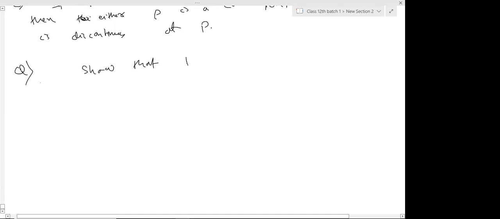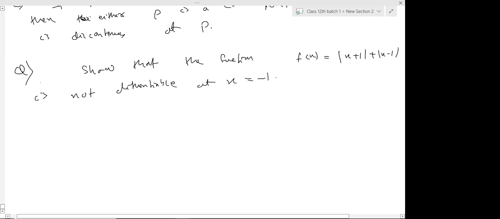Show that the function f of x equals mod of x plus 1 plus mod of x minus 1 is not differentiable at x equals minus 1 and x equals 1. This is a homework question.